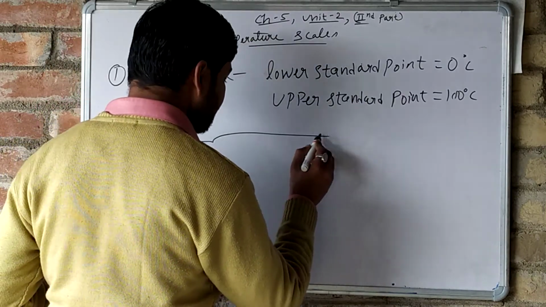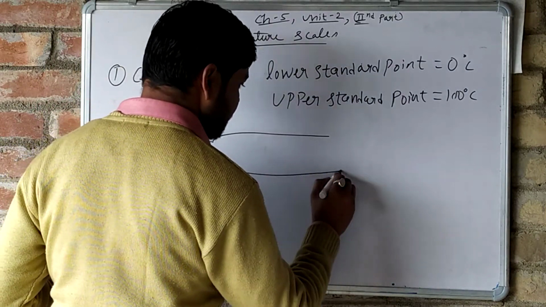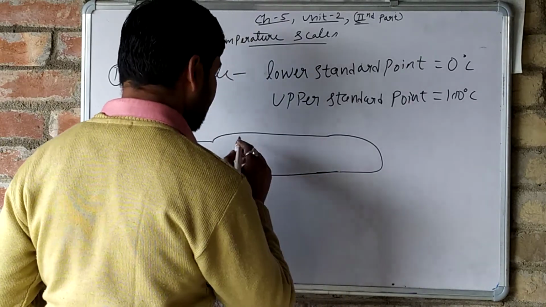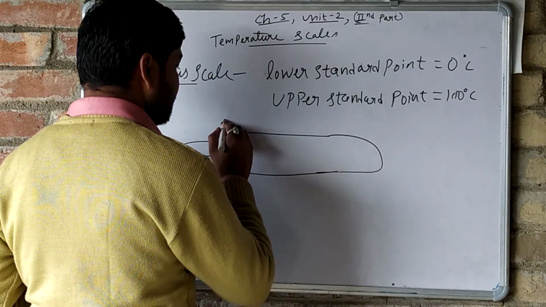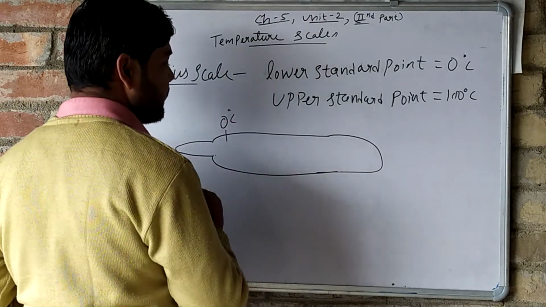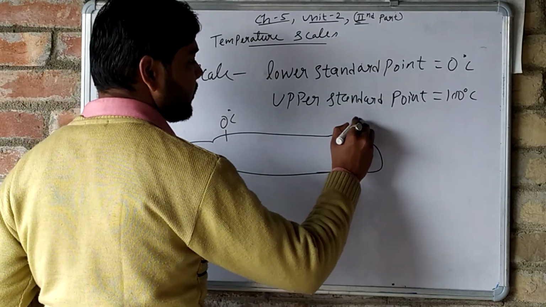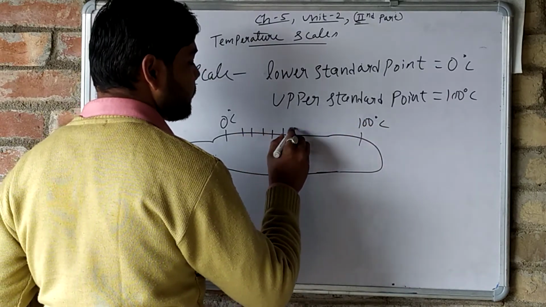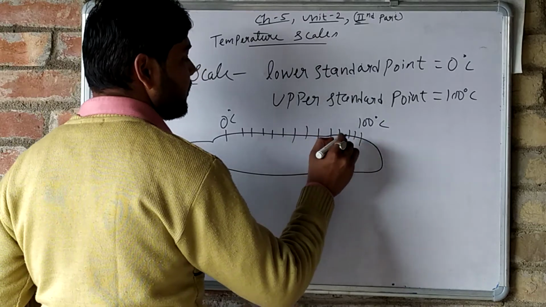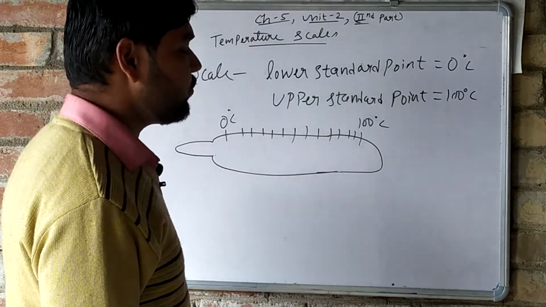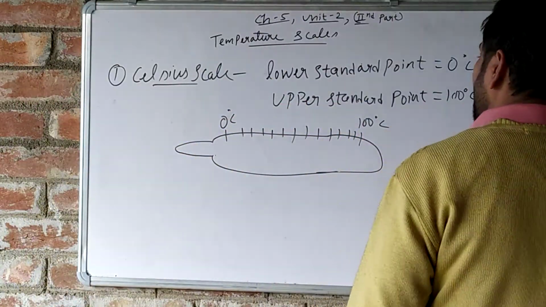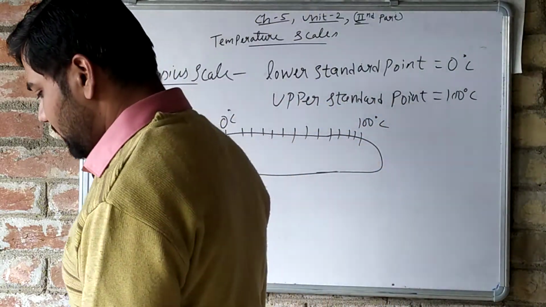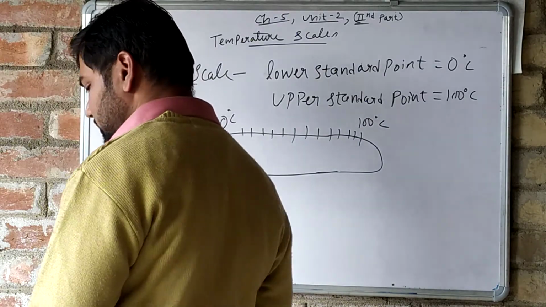Suppose this is the thermometer. In this we will see 0 degree Celsius as the lower standard point and 100 degree Celsius as the upper standard point, and the rest of the graduations are marked in between 0 and 100, which are divided into 100 equal parts. So this is the Celsius scale.